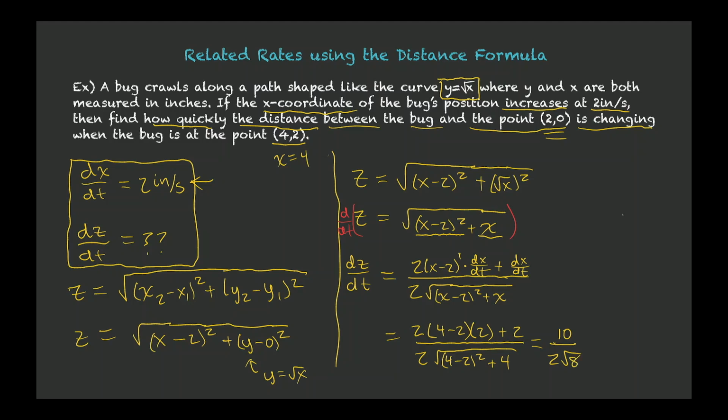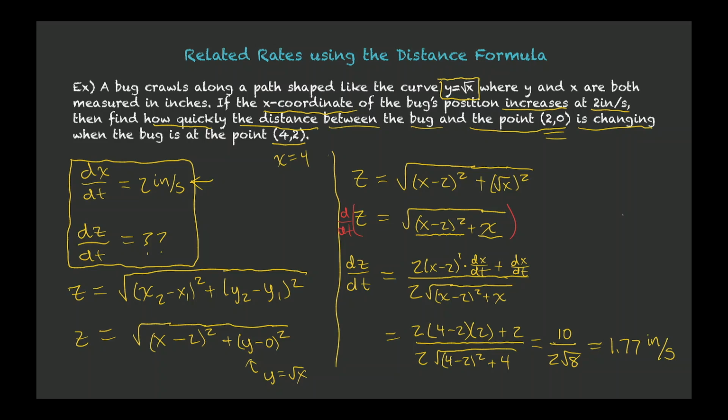Okay, now this can be simplified as a fraction, but again, it depends on the problem on exactly what you want to do. Let's say that we want to round this to 2 decimals, then this is going to be 1.77. Okay, just plugging into the calculator. And then our units. The units of z is the units of distance in this problem, which is inches. And the unit of time in this problem is per second.